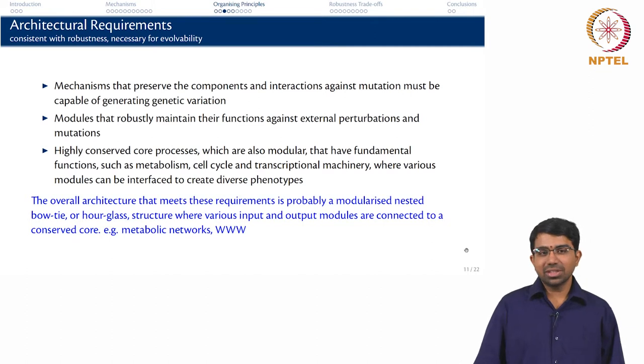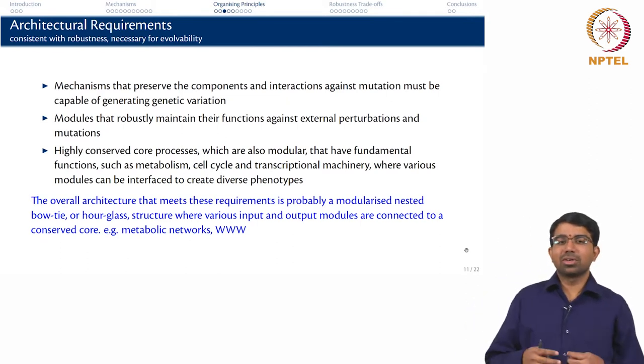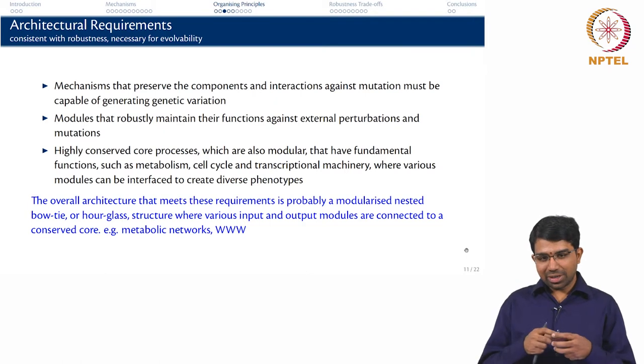So it turns out that the overall architecture that meets these requirements is a modularized nested bow tie or an hourglass, where various input and output modules are connected via a conserved core.